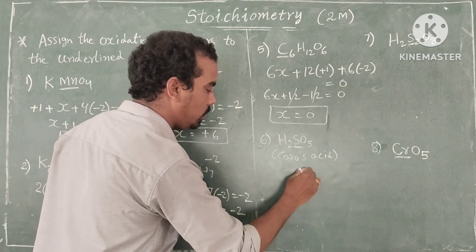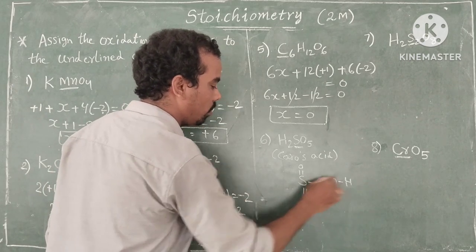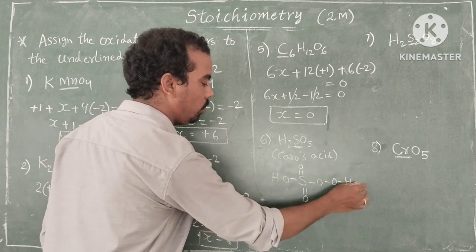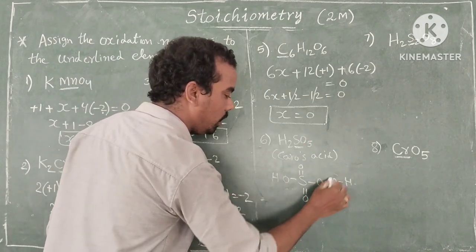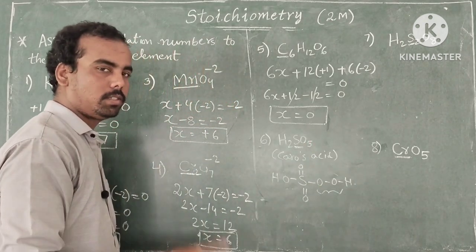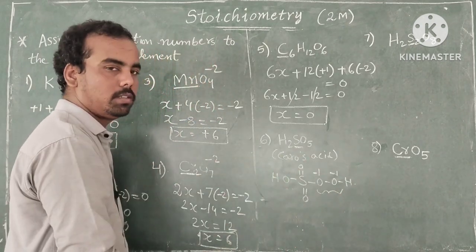So its formula is S double bond O, double bond O, OOH, OH. So H2, and oxygens: 1, 2, 3, 4, 5. Oxygens 5. So here a peroxy linkage is present. In a peroxy linkage, oxygen oxidation state is -1. Here -1, here -1. The remaining oxygens are all -2.